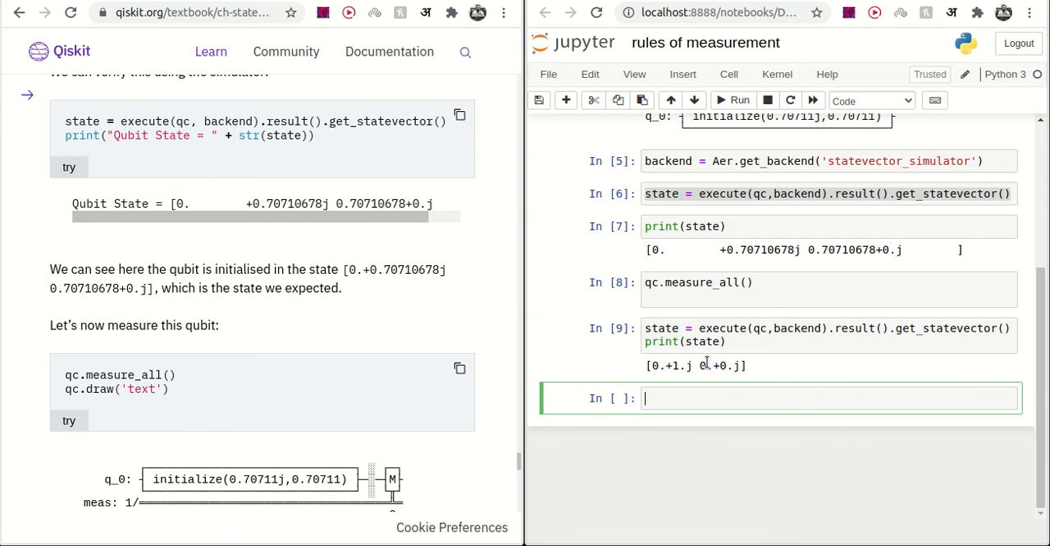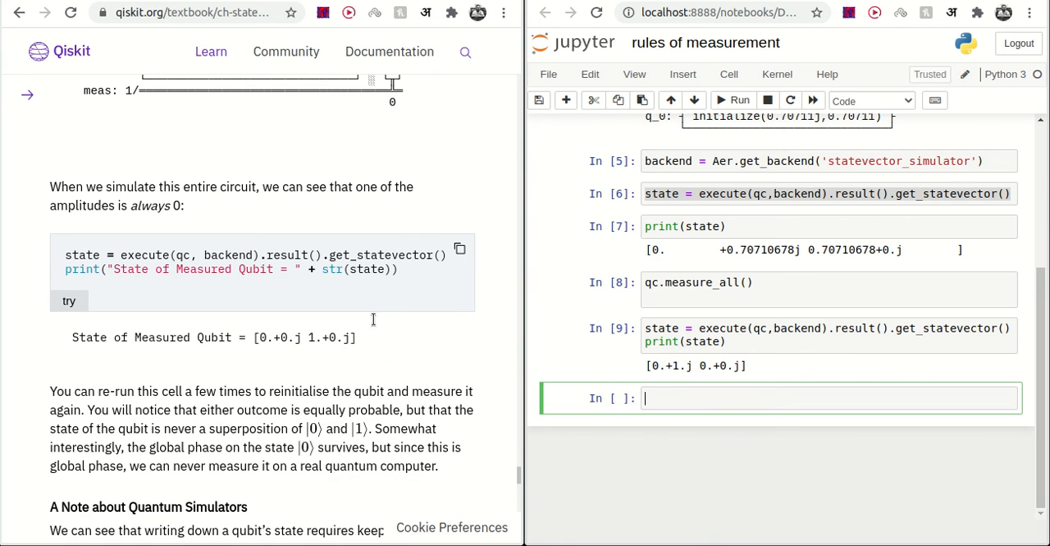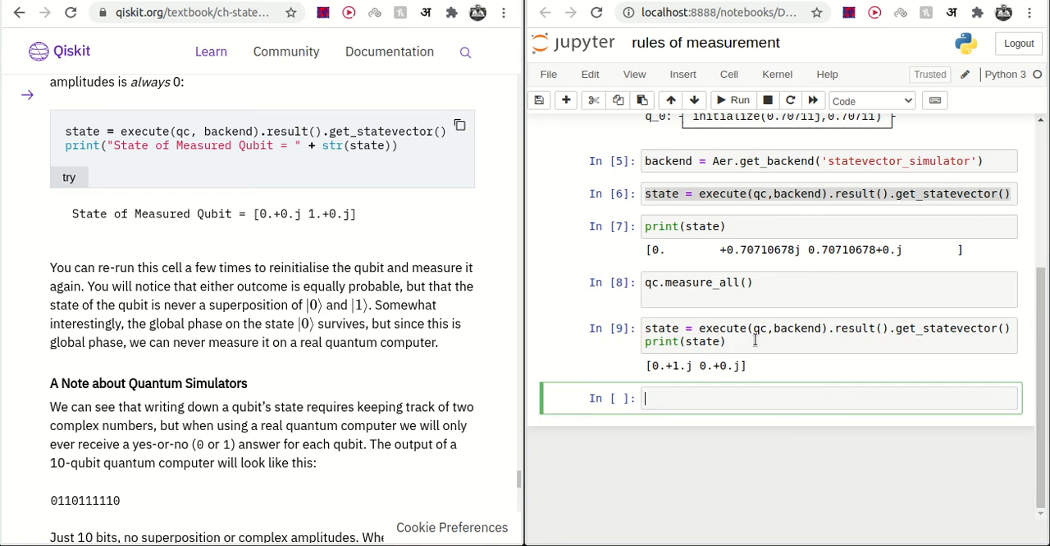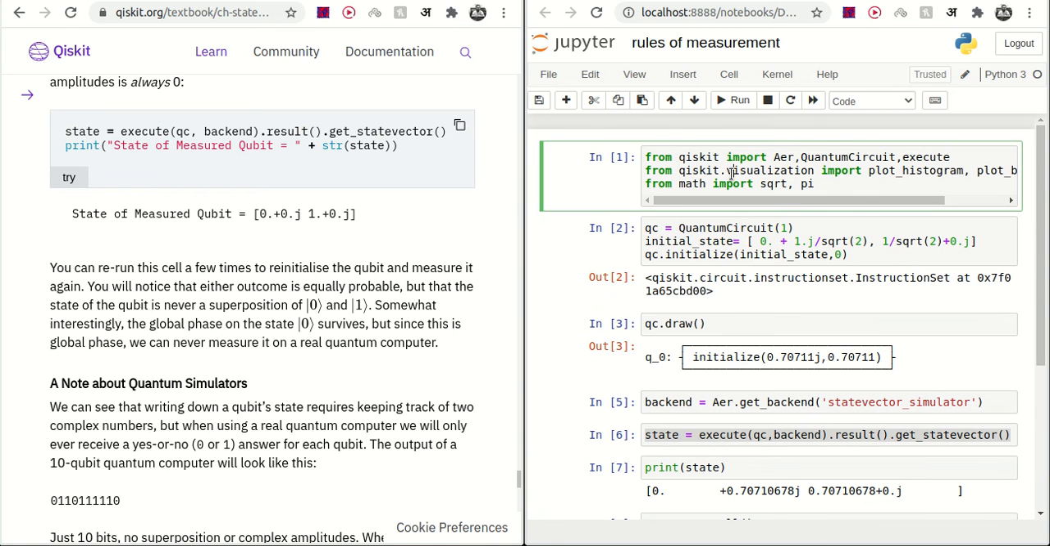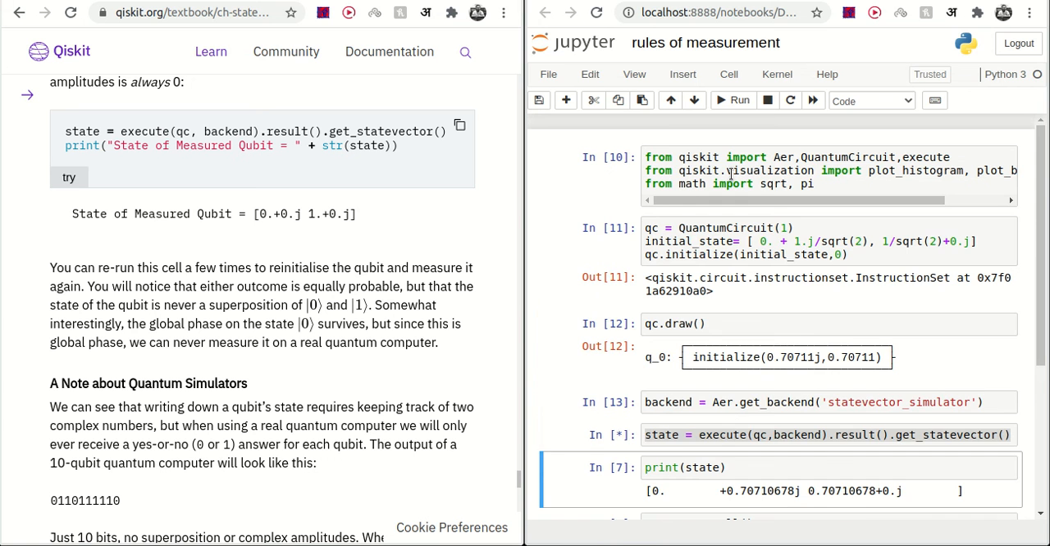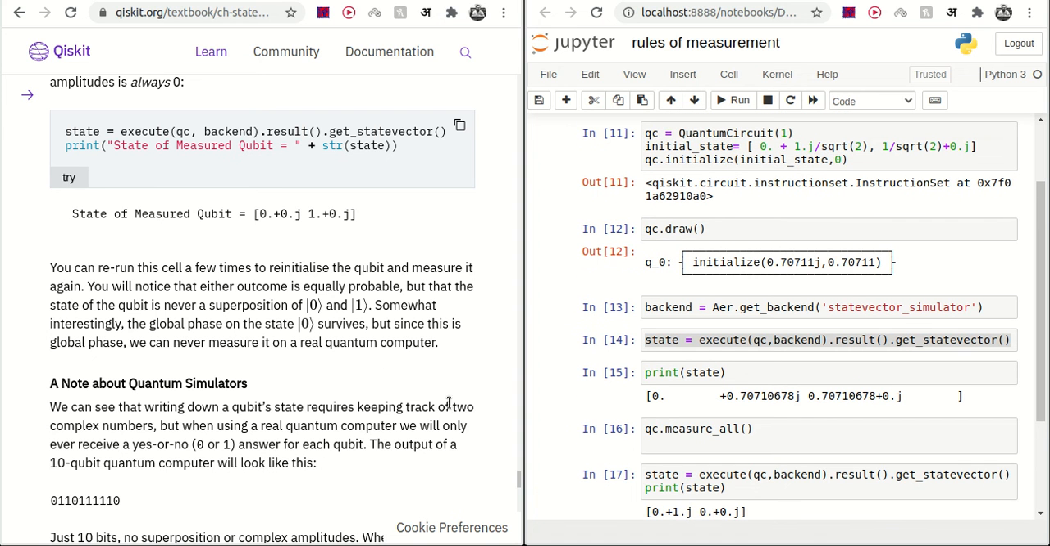Now we can see that it is in the 0th state, 0 plus 0j, and this is perfectly normal. If we run it multiple times, we can get a different output. This is not changing, but this is changed.